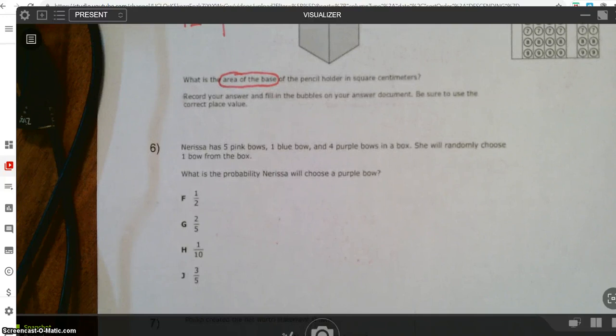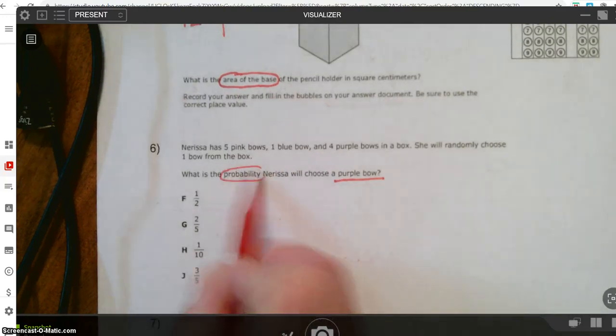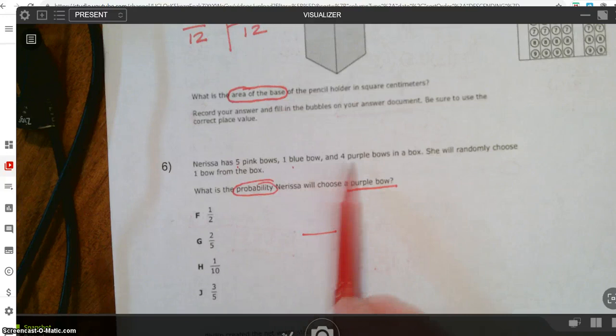So now we're going to get into what we are learning about this week. This says, Narissa has 5 pink bows, 1 blue bow, and 4 purple bows in a box. She will randomly choose 1 bow from the box. What is the probability she will choose a purple bow? So just like on the front side, when we're doing probability of purple, I want to make sure I have that total first. So guys, put the total on bottom.